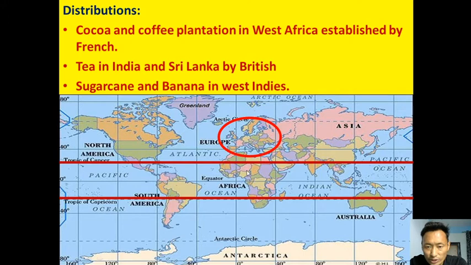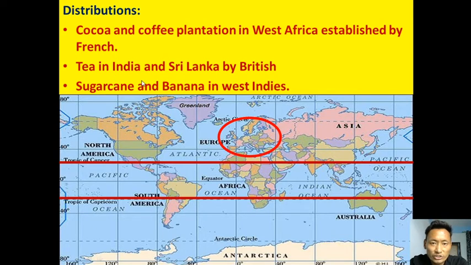West Africa means we can say these regions, these African countries. These African countries are called West African countries. So here the cultivation of cocoa and coffee in West Africa, cultivation of these two crops was introduced by the French. So French is here, right? French, that is in Europe.